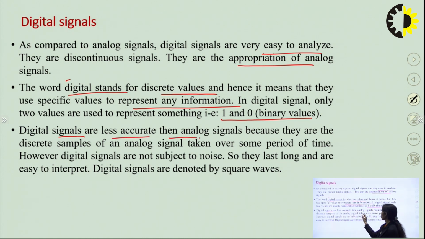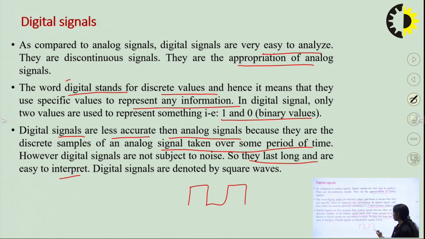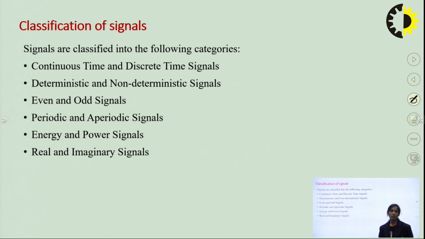Digital signals are less accurate than analog signals, because they are discrete samples of analog signals taken over some period of time. This is a disadvantage. On the advantage side, digital signals are not subject to noise, they can last long, and they are easy to interpret. Digital signals are denoted by the square wave, that means it is in the form of 1 and 0 pulses. If it is high, it is called 1, then it is 0, then it is 1, then it is 0, and again 0.